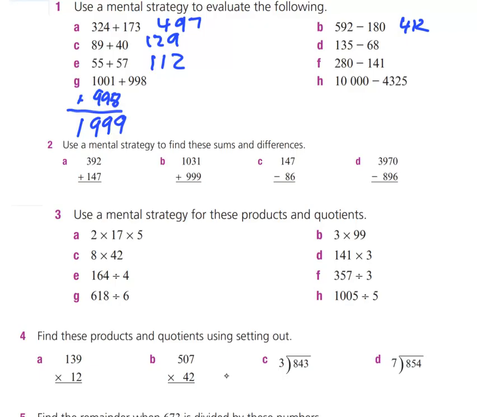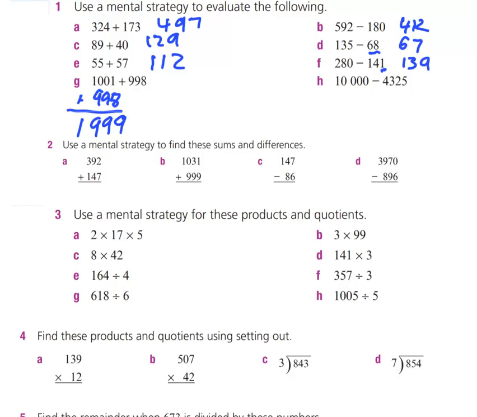Looking at B, I'm going to have 12 left plus 400s, 412. 135 take 68. If I take away 35 first, 35 from this one will be 33 left. So if I take away 35, that will get you 100, take away another 33, that will get you 67. For 280 take 141, it would be 140, but we're taking away one more. So it's going to be one less than 140, 139.